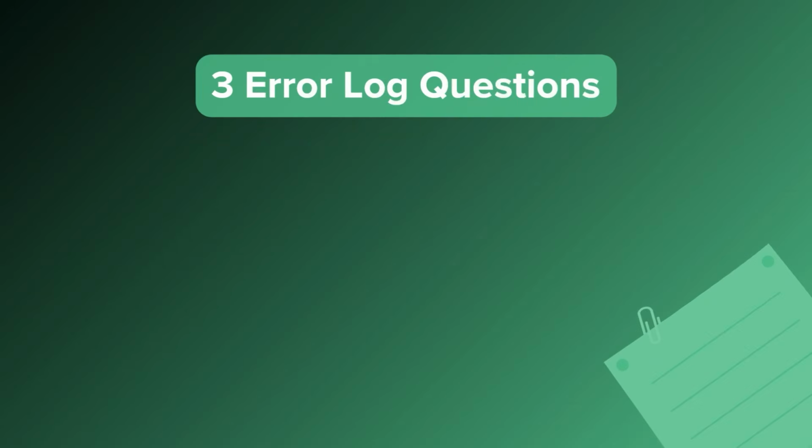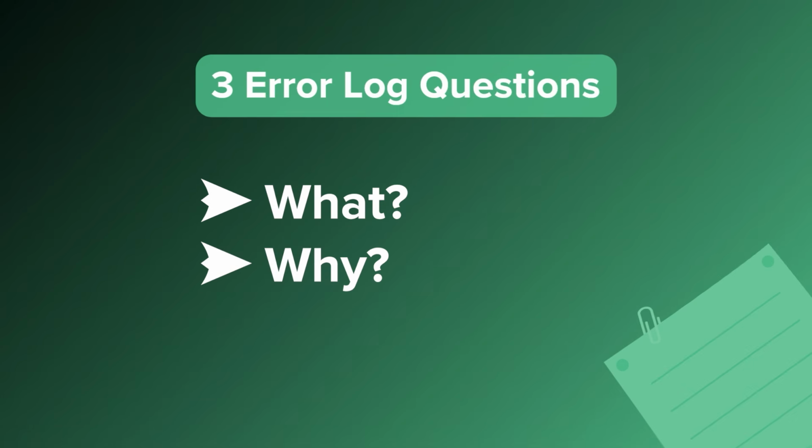This analysis comes from three questions. What, or what mistake did I make? Why, or why did I make that mistake? And finally, how, and this one's a two-parter. How do I recognize an opportunity to make the same mistake in another problem? And how do I avoid it?